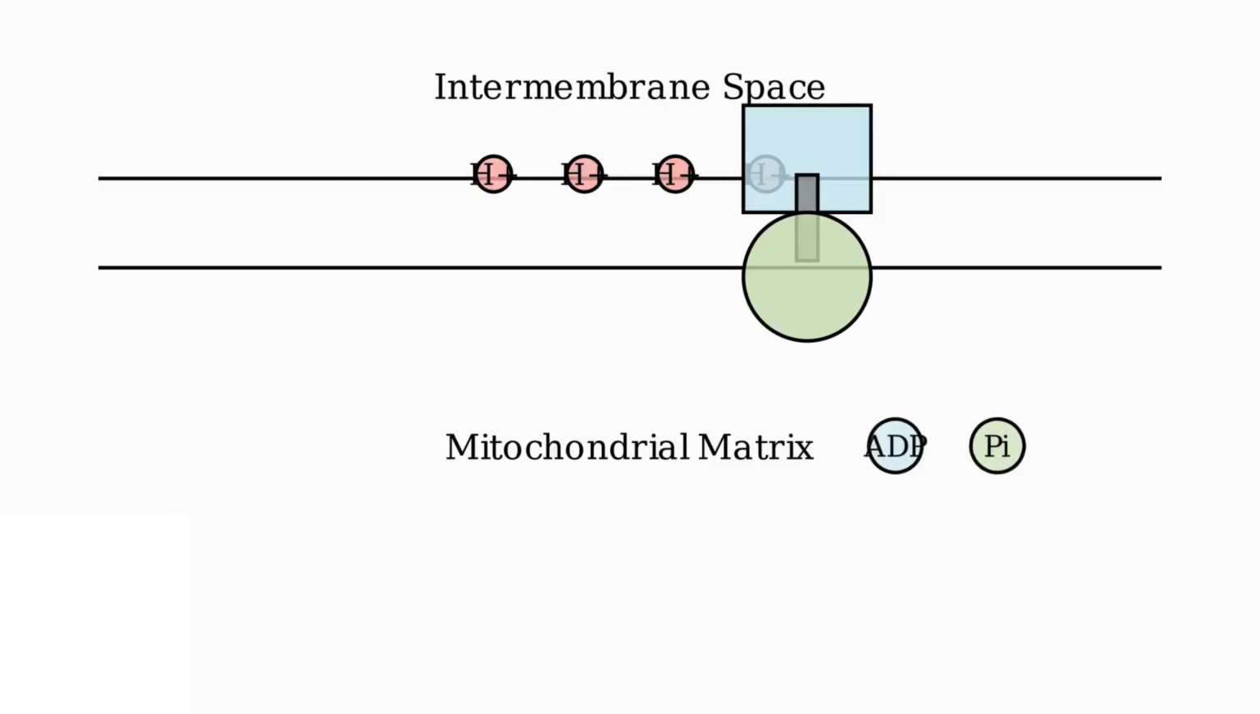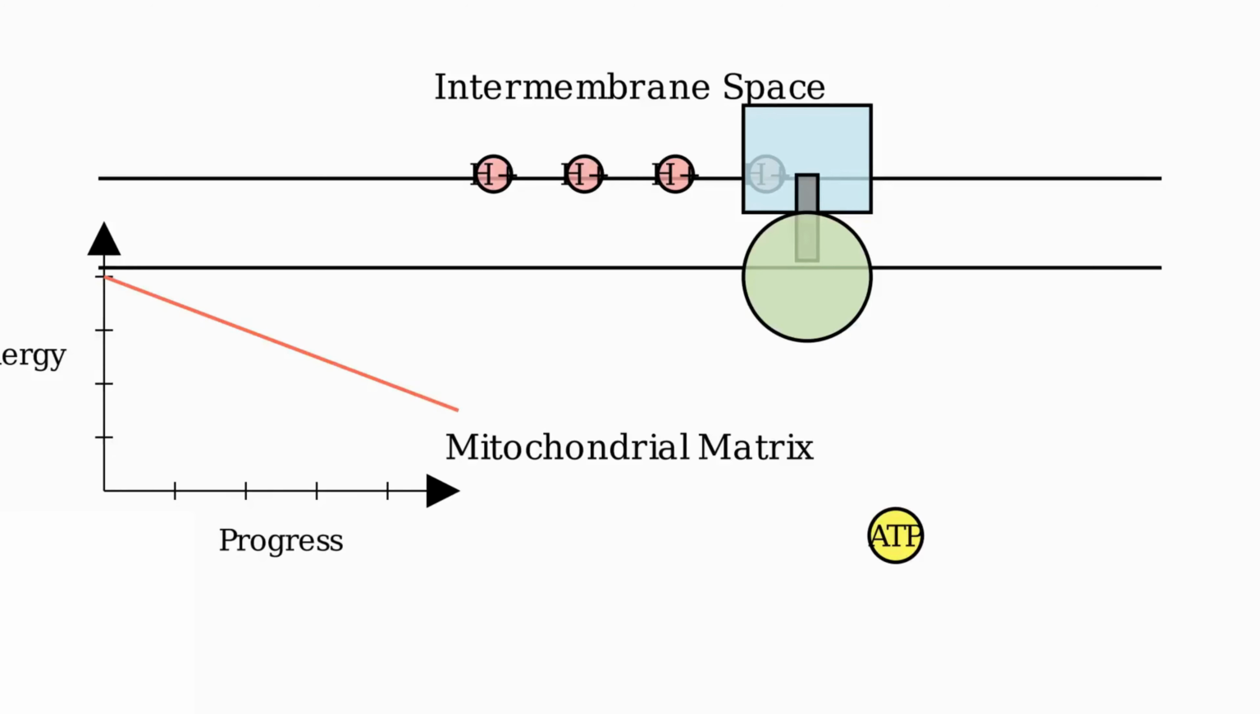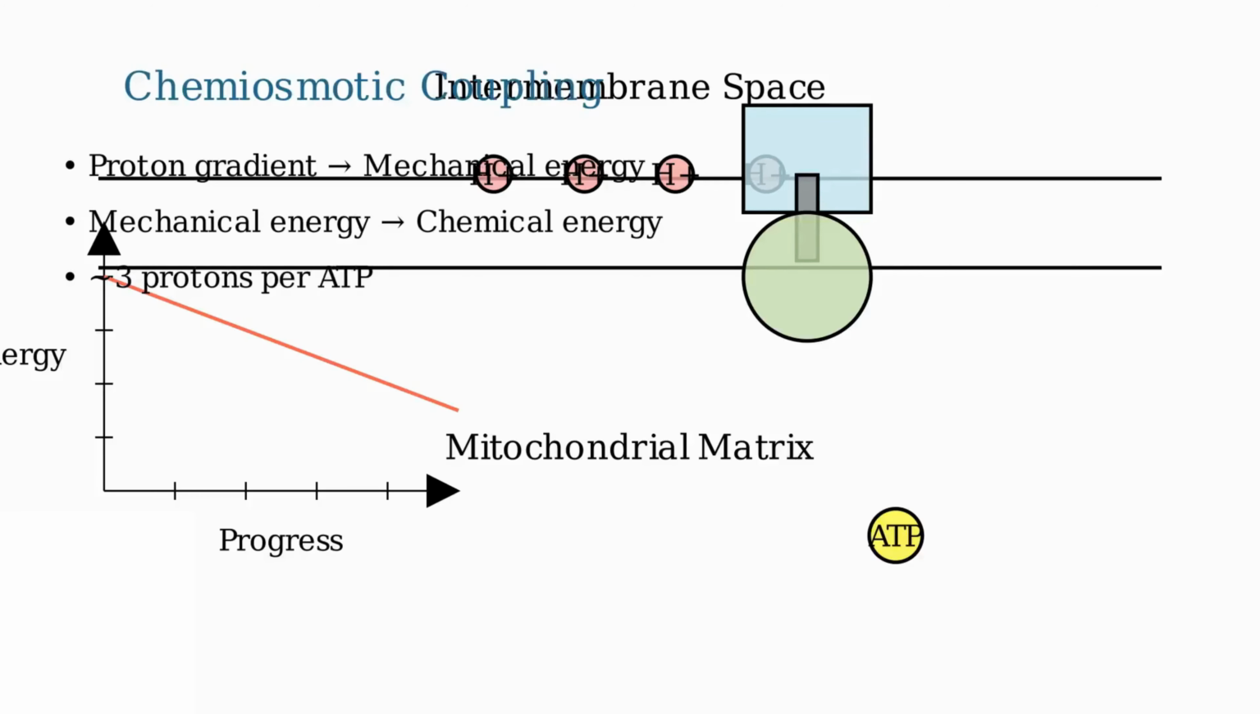This mechanical energy drives the synthesis of ATP from ADP and inorganic phosphate. This process demonstrates how the cell converts the energy stored in the proton gradient into the chemical energy of ATP. This process, known as chemiosmotic coupling, links electron transport to ATP synthesis through the proton gradient. This process continues as long as there is a proton gradient and ADP plus phosphate available.